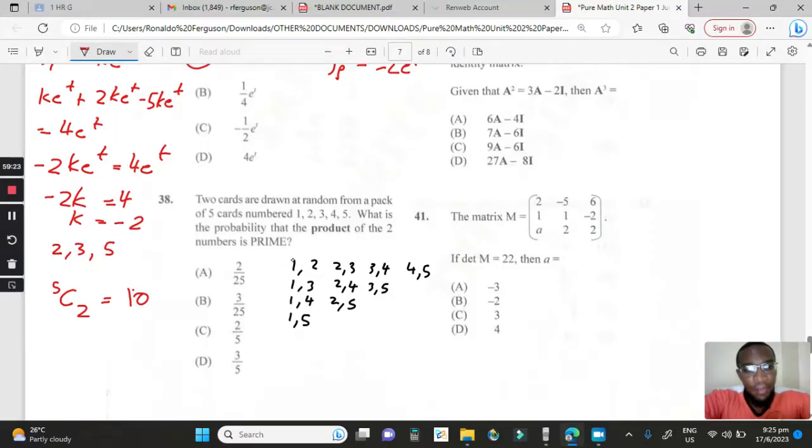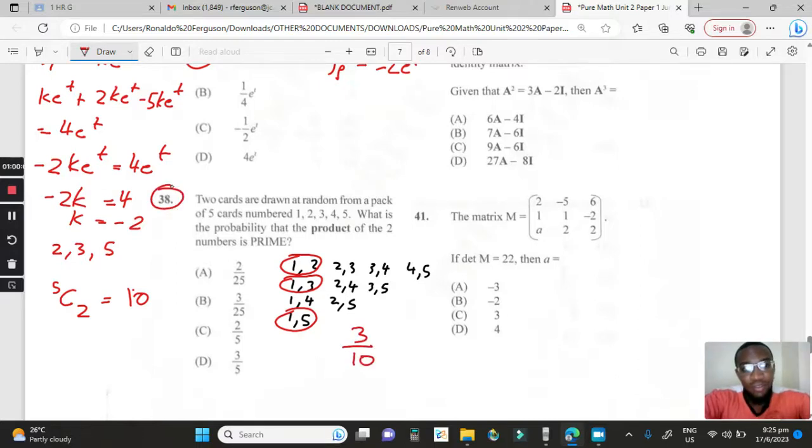So 1 times 2 definitely will give you 2, which is prime. 1 times 3 will definitely give you 3, which is prime. 1 times 5 will definitely give you 5, which is prime. Let's see which other ones. 2 times 3, that's 6, that's not prime. 2 times 4 is 8, that's not prime. 2 times 5 is 10, that's not prime. 12, 15, 20, so this is 3 over 10.